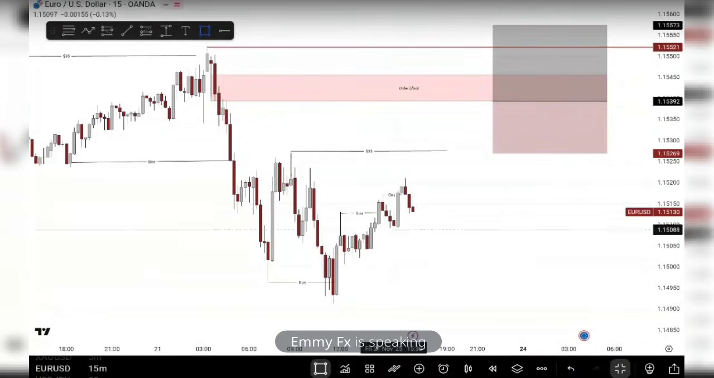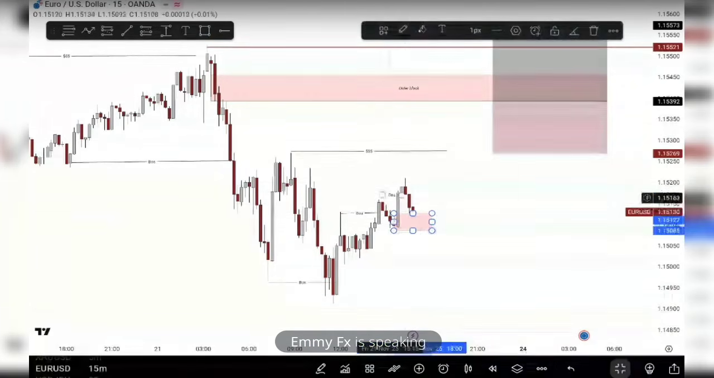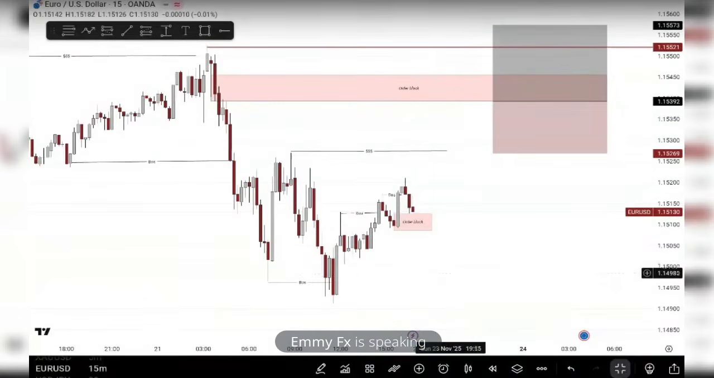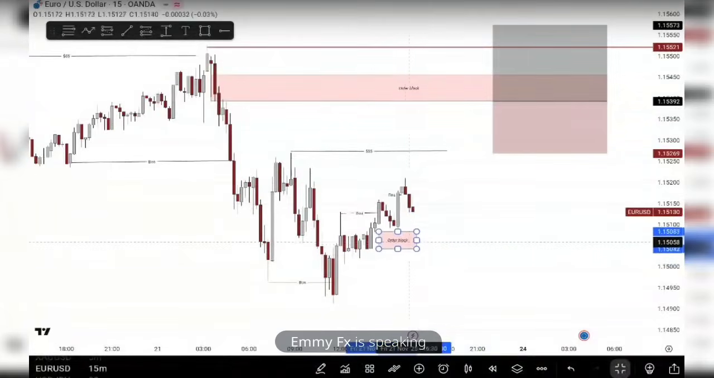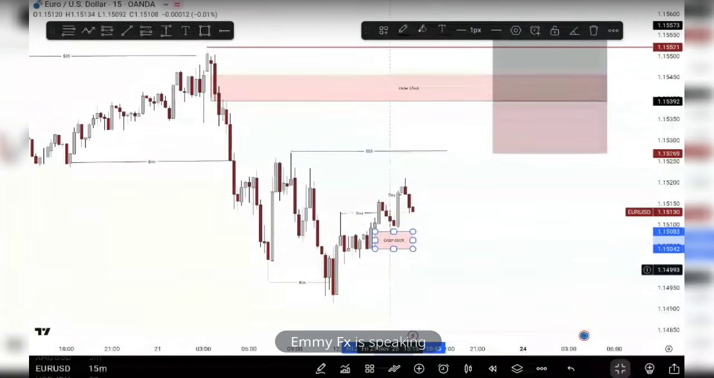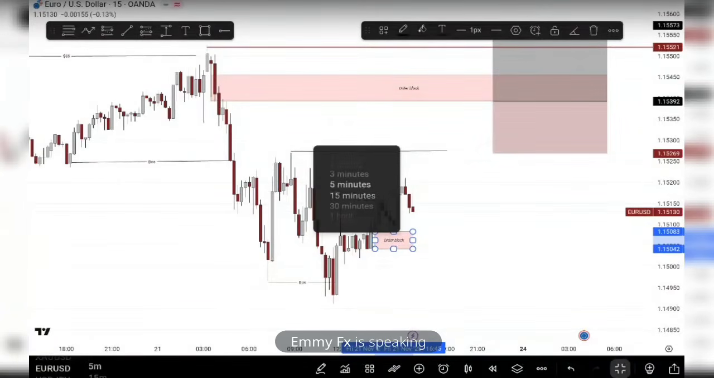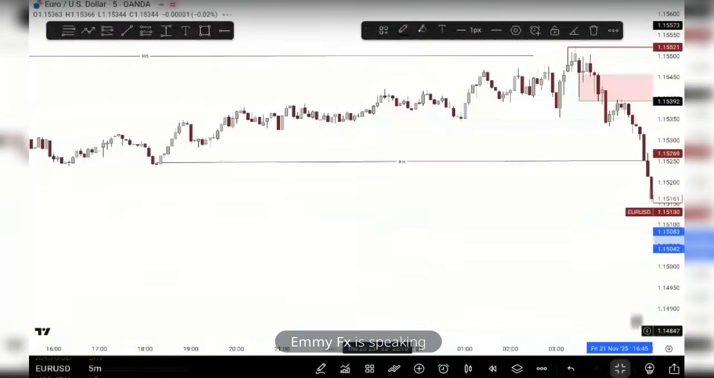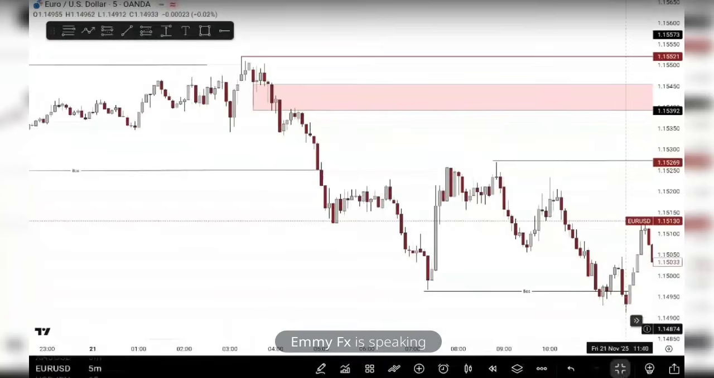But first, we have this order block. The market closed from this order block from here. We have this break of structure to the upside. We also have a little FVG from here. Now, since we have this FVG, I'm not using a 5 minute time frame to take my entry, but I just want to confirm something from the 5 minute time frame.